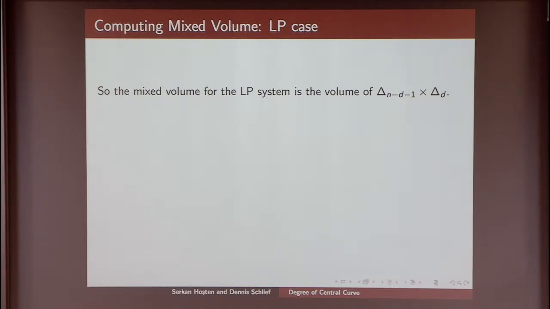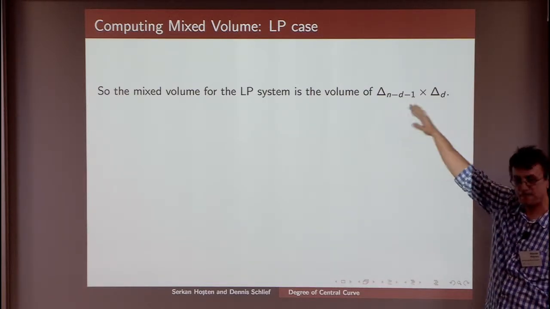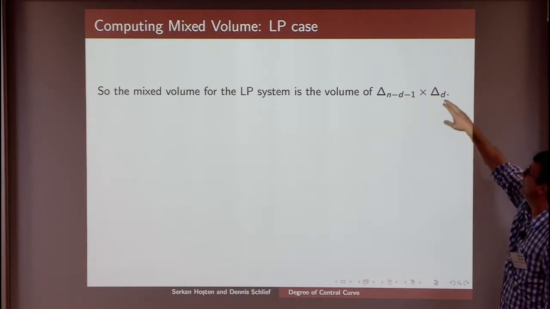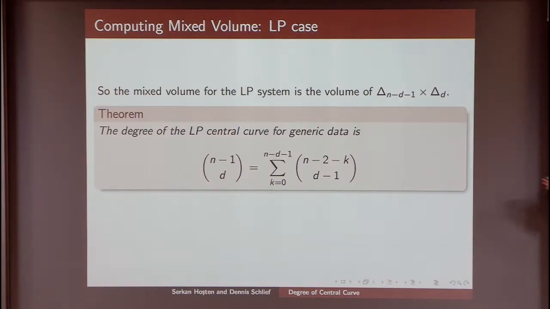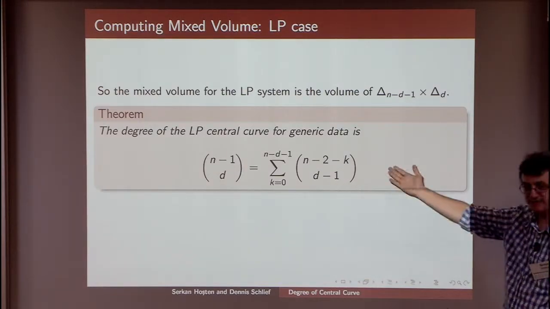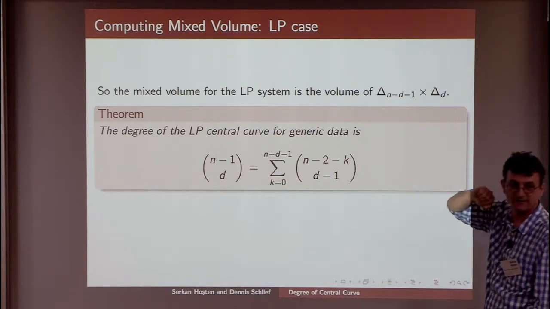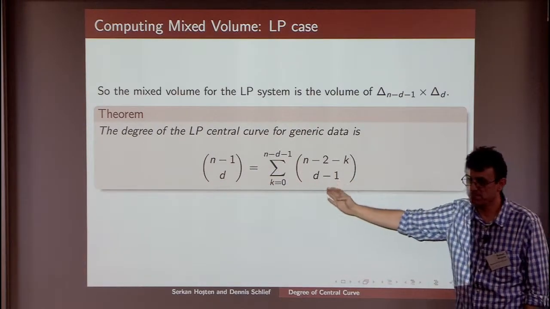So in order to compute the mixed volume, I'm going to compute the normalized volume, i.e. the volume of this guy, also known as the Cayley polytope of what is it? d copies of n minus d minus 1 dimensional simplices. I'm sorry, d plus 1 copies of them. And the volume is computed like that. It's actually n minus 1 choose d. And I'm going to write it in this form.